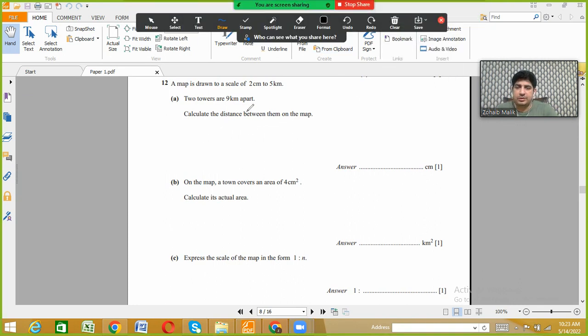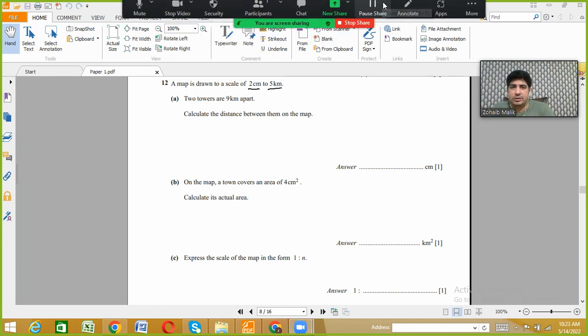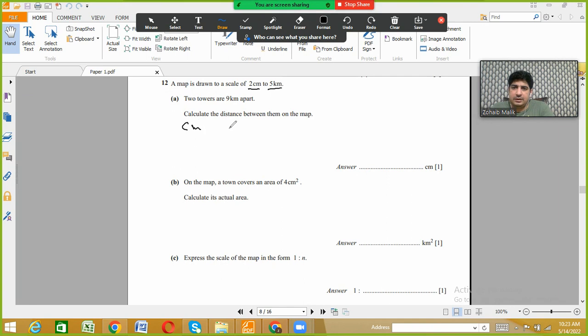A map is drawn to a scale of 2 centimeter to 5 kilometer. So on the map, 2 centimeters are representing actually the 5 kilometer on Earth. Two towers are 9 kilometer apart. Calculate the distance between them on the map. So we will use the directly proportional method. Let's give the heading centimeter, kilometer. When 2 centimeter are representing 5 kilometer, then 9 kilometer towers are x centimeter on the map.